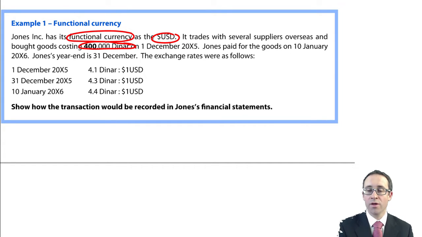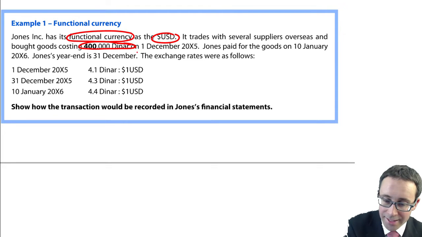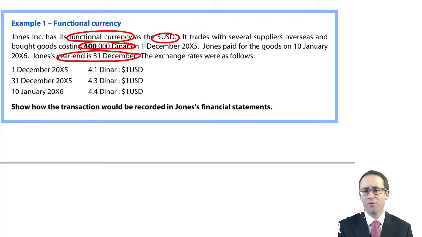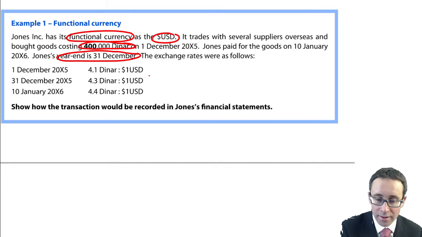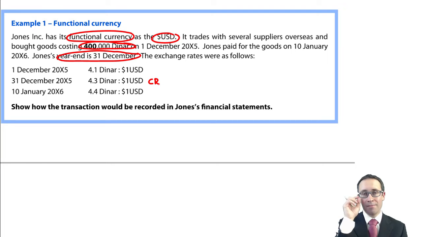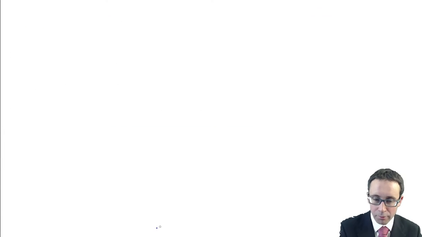So again, we'll need to go through there and consider, given that the year end is December, we'll need to look at what happens at the year end before we then go through and have a look at what happens on the 10th of January. Remember the year end, we use our closing rate to retranslate any monetary items with gains or losses through profit or loss, isn't it? Okay, so let's go through, pull it together, see how we get on.